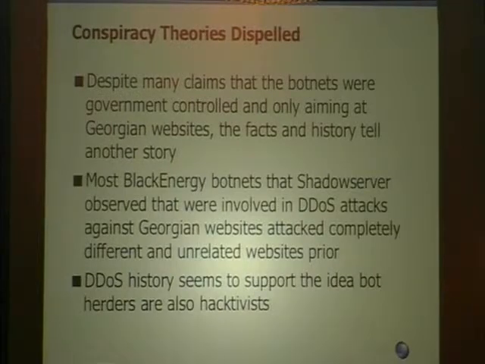Like we said, most of the BlackEnergy botnets that we observed weren't even just attacking Georgian websites. They had attacked several different websites along the way. So people were saying, if these botnets are controlled by the government, they might have attacked other things they might be concerned with. So we went back and looked through the history of what these other botnets had been attacking.